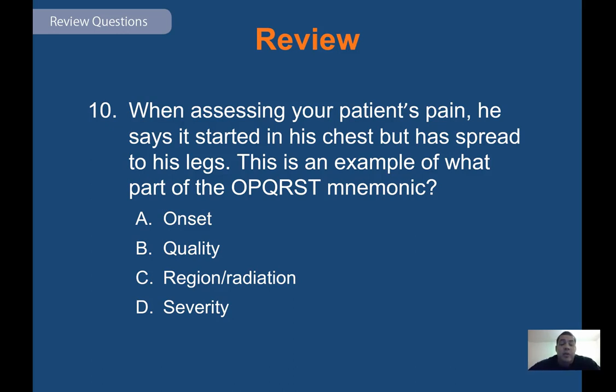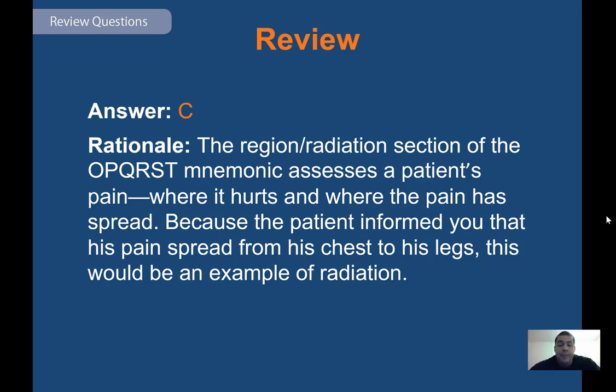So what is the question asking you? When assessing your patient's pain, he says it started in his chest but has spread to his legs. So that spread is another word for what? Radiation. Where did the pain radiate to? Where did the pain spread to? So the region radiation section of the OPQRST mnemonic assesses a patient's pain, where it hurts and where the pain has spread. Because the patient informed you that his pain has spread from his chest to his legs, this would be an example of radiation.